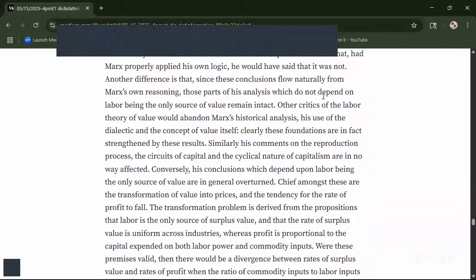Chief amongst these are, and we're going to go on to this, the transformation of value into prices and the tendency of the rate of profit to fall. Now you could try and say, well, the labor theory of value gets in the way. No, it doesn't. It just doesn't. This is the nice thing about Keen: he says it has this fundamental difference. It is a problem of either dislocating or holding in abeyance certain assumptions that you make because of the relationship between Marx and Ricardo, et cetera.